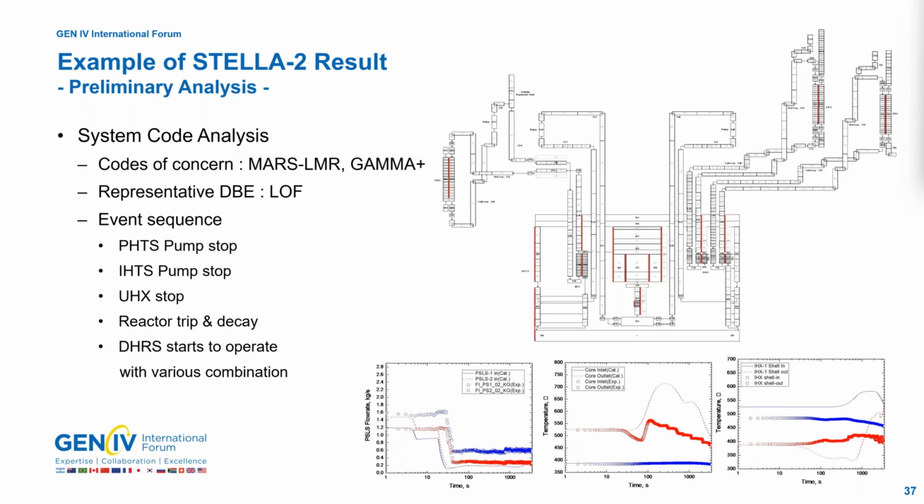With the preliminary experiment data, we try to compare with the calculation results of the system code. And this is just an example of a loss of flow event with one AHX, one FHX failure. And I said it's preliminary, so the detailed analysis will be done in the future. Next slide, please.